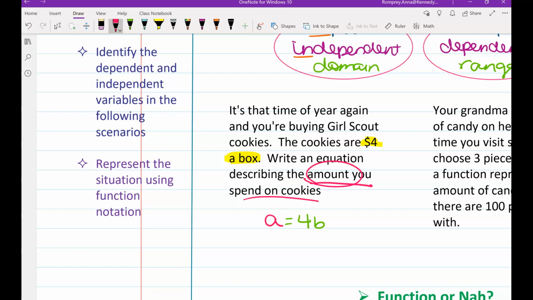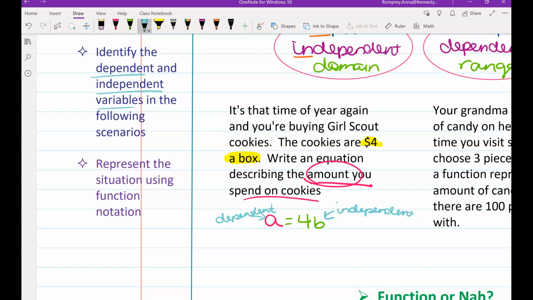Now before we can write this function in function notation, we need to come back up here because they asked us to identify the dependent and independent variables. So does the amount depend on the number of boxes, or the number of boxes depend on the amount? Well, the amount we spend, that's definitely going to depend on how many boxes of cookies. So the boxes is our independent, and the amount that we're spending is the dependent, because it depends on how many boxes.